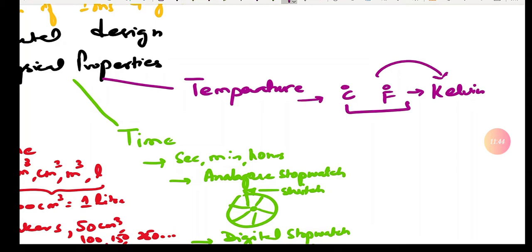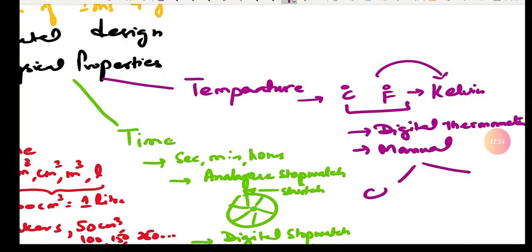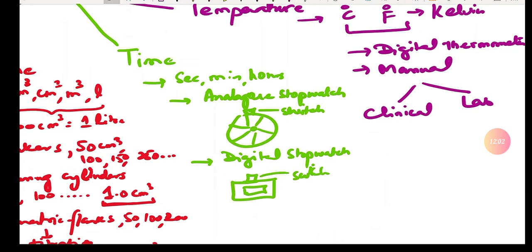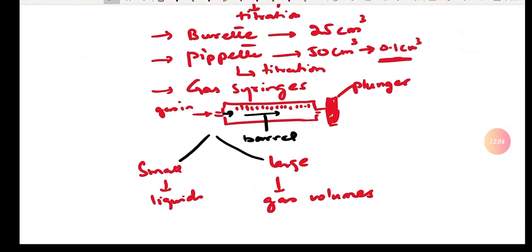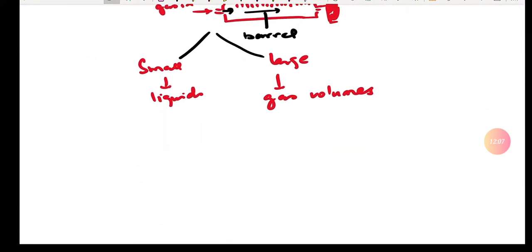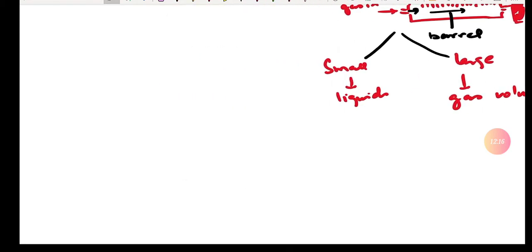And for measuring temperature, once again digital thermometers are there. We also have manual thermometers, which may be clinical as well as lab thermometers. So they can give you relative readings. Okay, now these are the measurements. Next, let's talk about how to take readings, which is important.